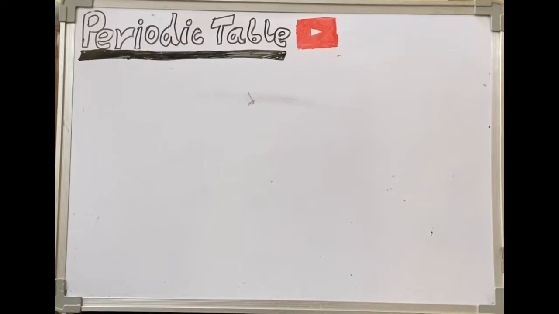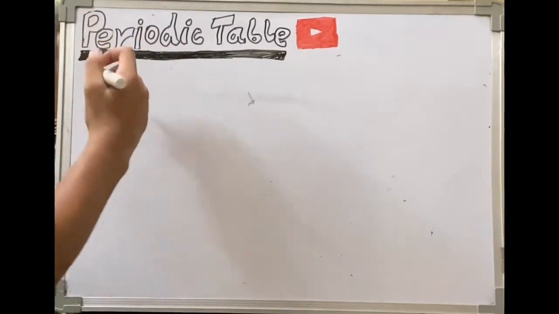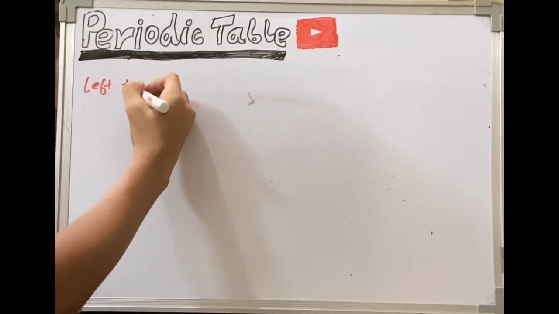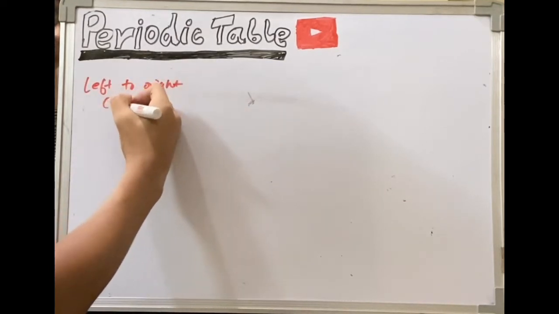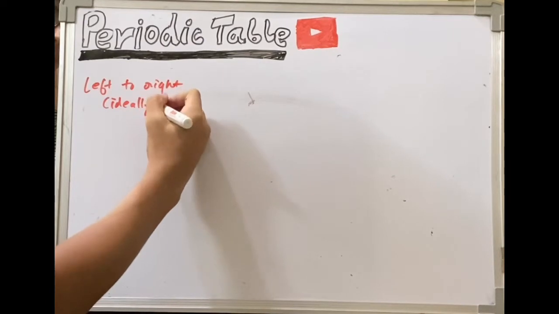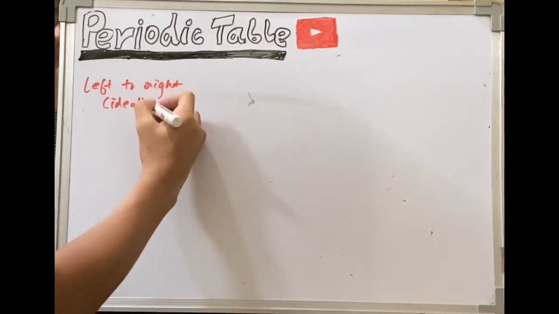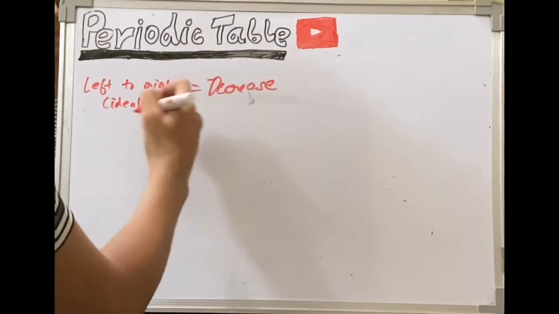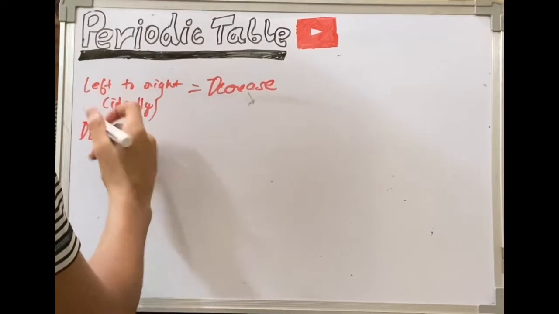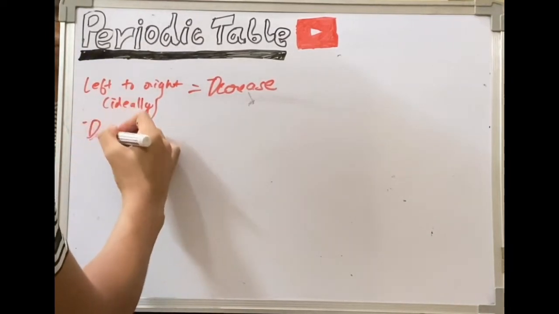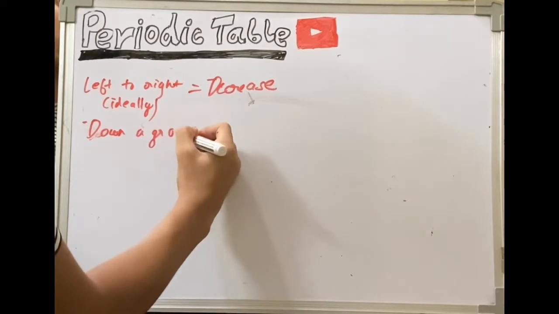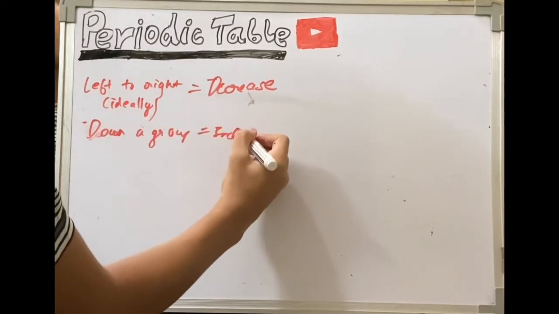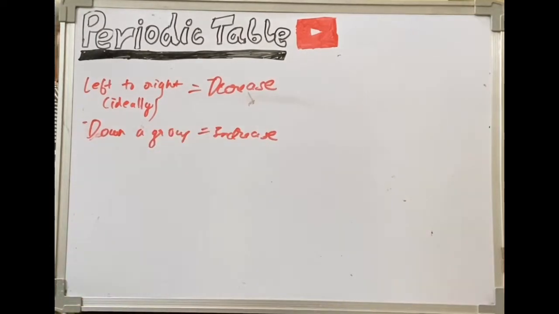Now we'll have a look at the general thing that I was telling you. From left to right, ideally, okay? It should decrease, and down the group it should increase. However, there are exceptions in this as well.